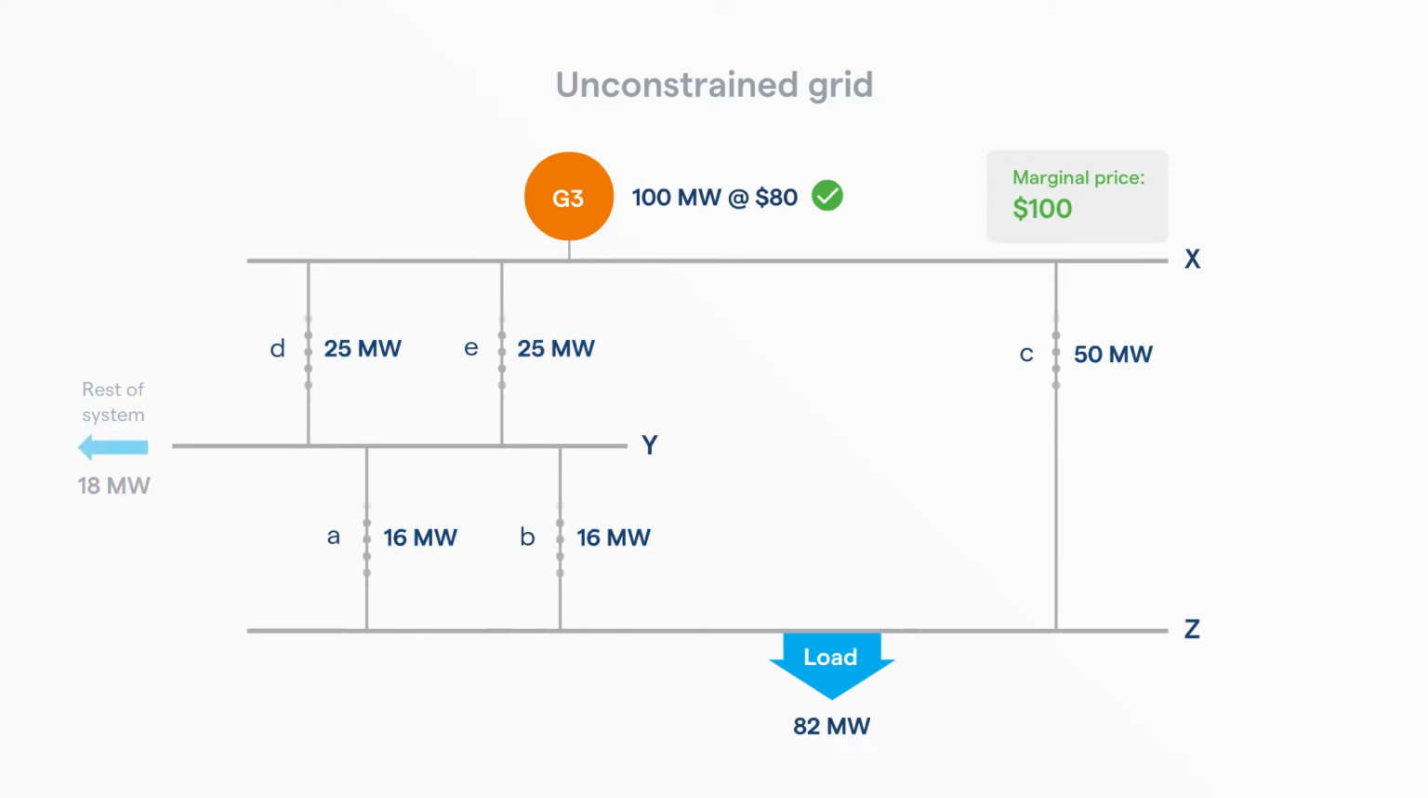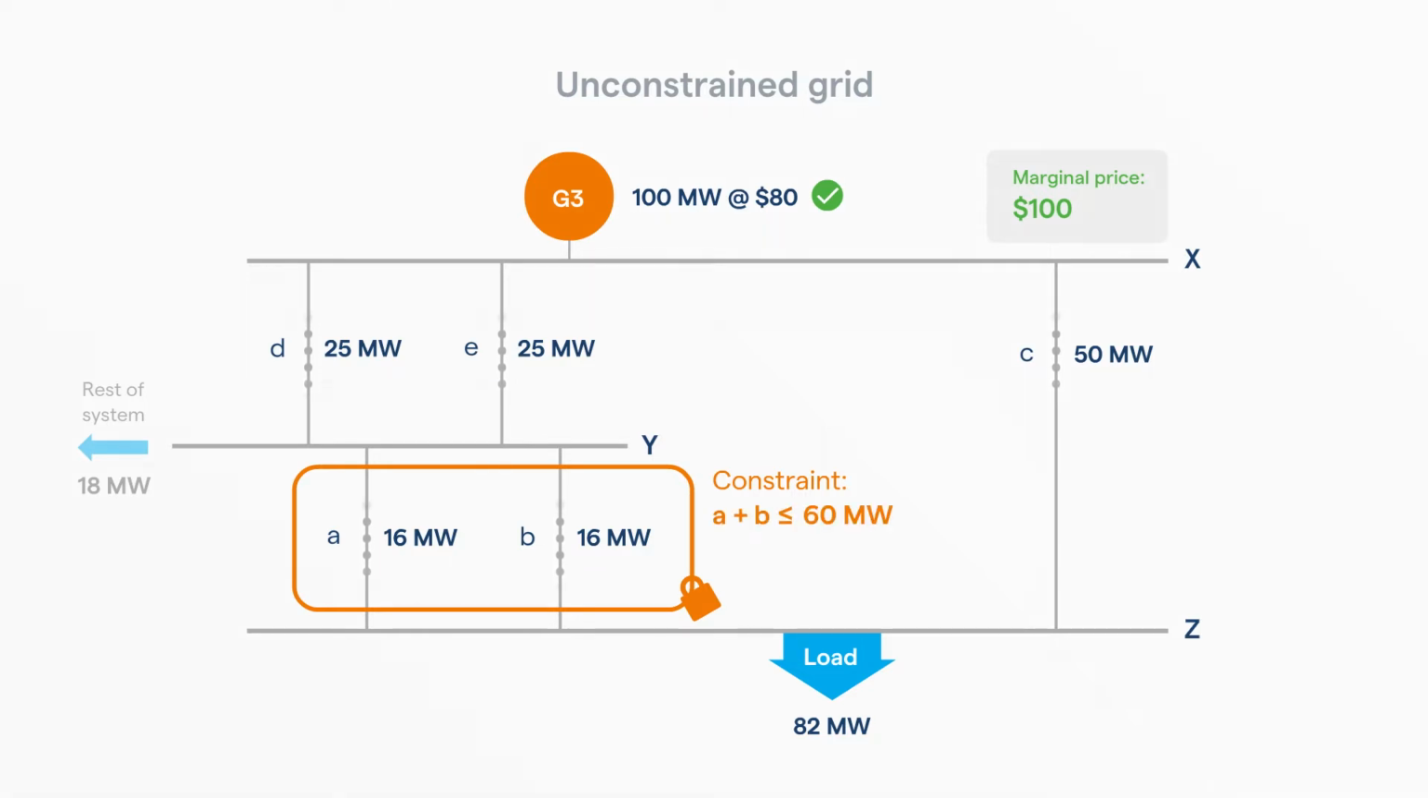from bus Y. A constraint has been built in the market system that protects lines A and B from overloading each other if the other one trips. The constraint in this example is A plus B must be less than 60 megawatts. 60 megawatts is the right-hand side of this equation. Since the total across A and B right now is only 32 megawatts, all load at bus Z is supplied unconstrained. Let's have a look at a similar scenario.